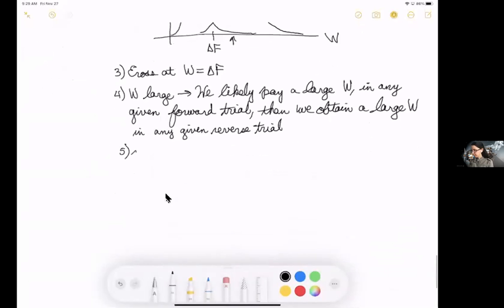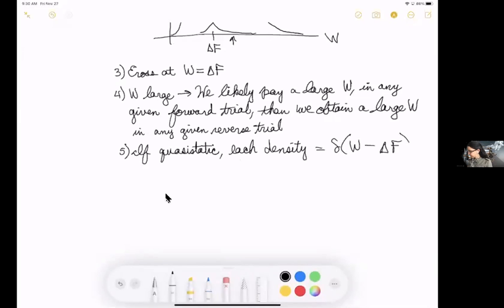If the protocol is quasi-static, then these probability distributions, I'll just express both of them as P of W. Well, I guess it would be more useful to, let's say, each density is a delta function, because we know that the work required will always be the free energy difference.